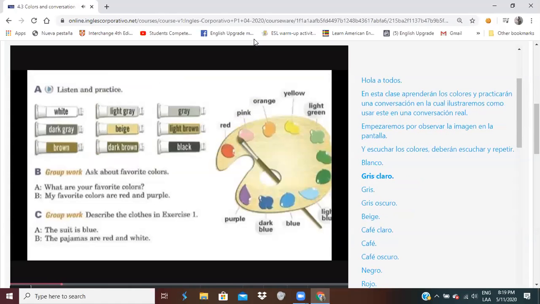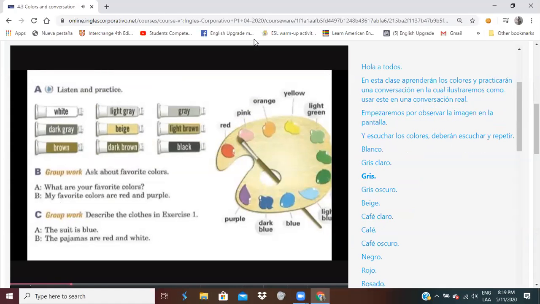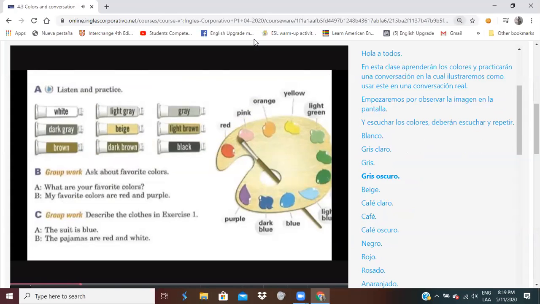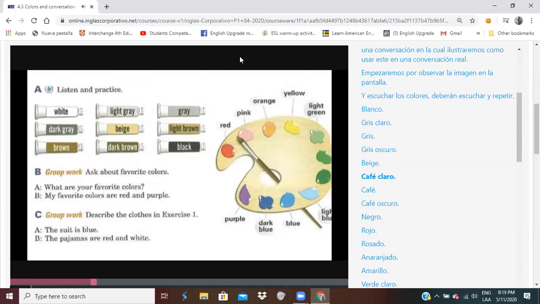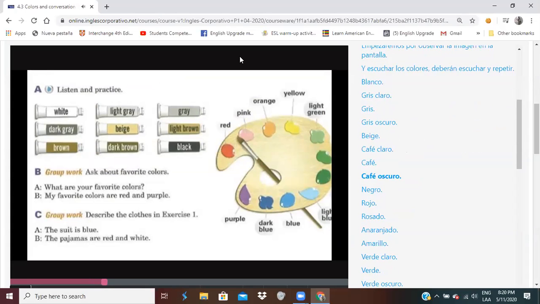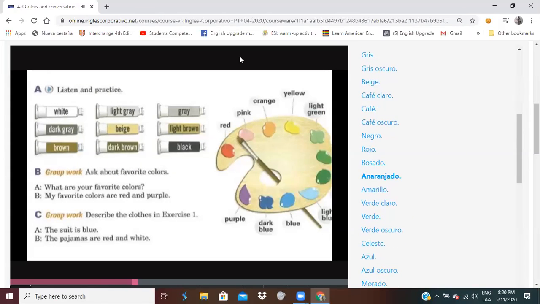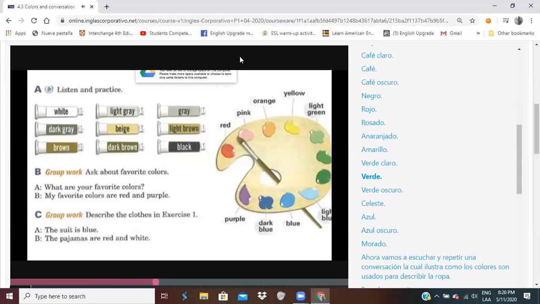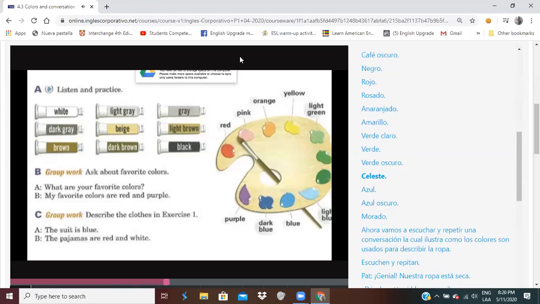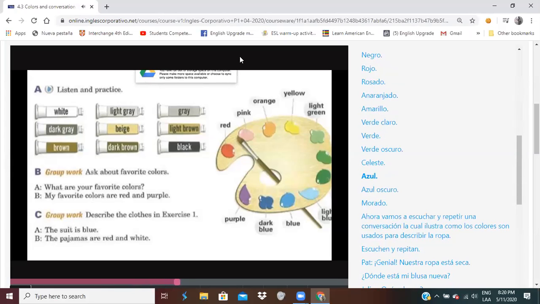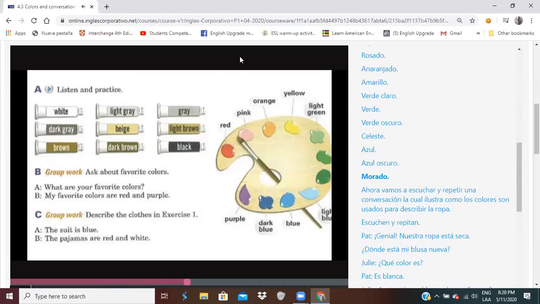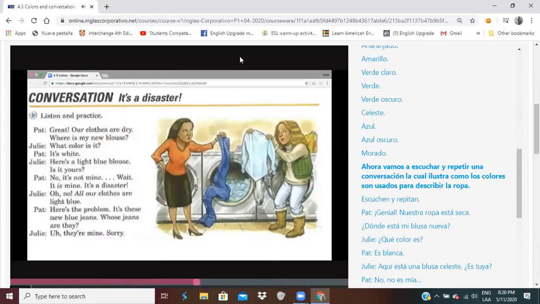White, light gray, gray, dark gray, beige, light brown, brown, dark brown, black, red, pink, orange, yellow, light green, green, dark green, light blue, blue, dark blue, purple. Now, we're going to listen and repeat to a conversation which illustrates how colors are used to describe clothing.